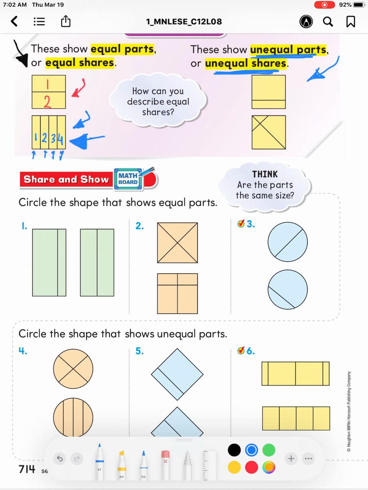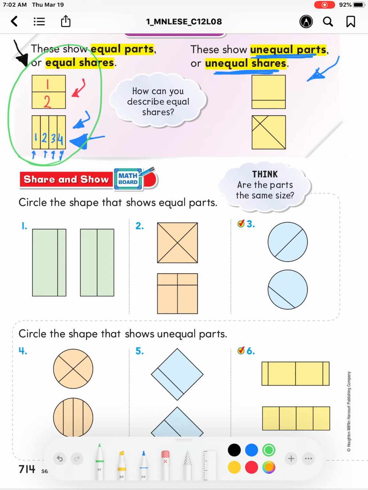So, how are equal parts different from unequal parts? We said equal parts are the same size, like the one we explained here. Unequal parts show different sizes.